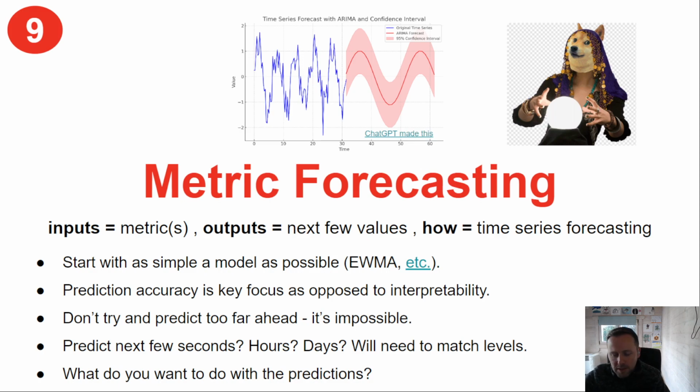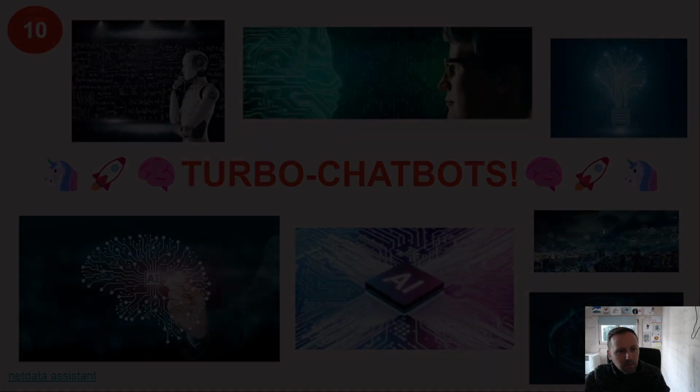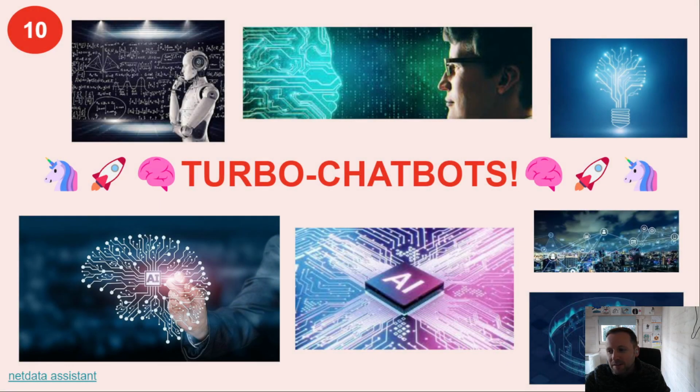And so when I originally did this deck, I had 10 use cases, and I only came up with 9. But in the meantime, we now have turbo chatbots. So that was the 10th use case, which is chatbots for everything basically, and that's what we've been seeing in the last few months. We have chatbots for everything, even in observability. Everybody seems to now have a chatbot.